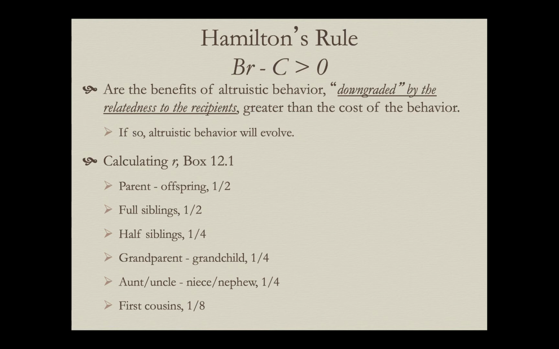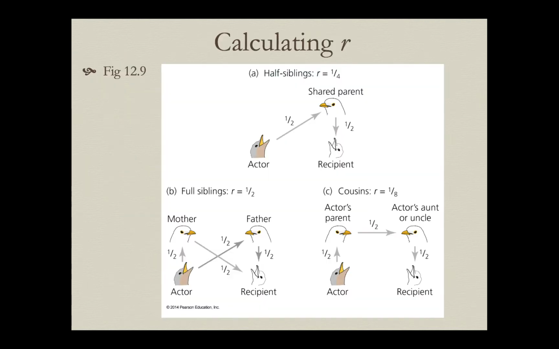When you get into more distantly related individuals, there's a smaller fraction of genes shared. So with half siblings, you have to halve the full sibling value, so it'd be a quarter. If you skip a generation, grandparents to grandchild, it's a quarter. Aunts and uncles to their nieces and nephews, it's a quarter. And then you start getting into more distant relatives like first cousins, and then it's only an eighth. And here's just some of the logic associated with that.